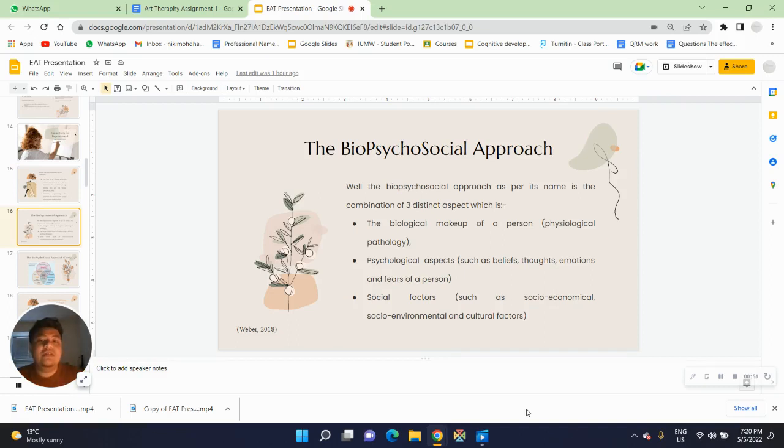Now we land on the biopsychosocial approach. As per its name, it is the combination of three distinct aspects: the biological makeup of a person, for example physiological pathology; psychological aspects such as beliefs, thoughts, emotions, and fears of a person; and lastly, social factors such as socioeconomic, social environmental, and cultural factors within a person.